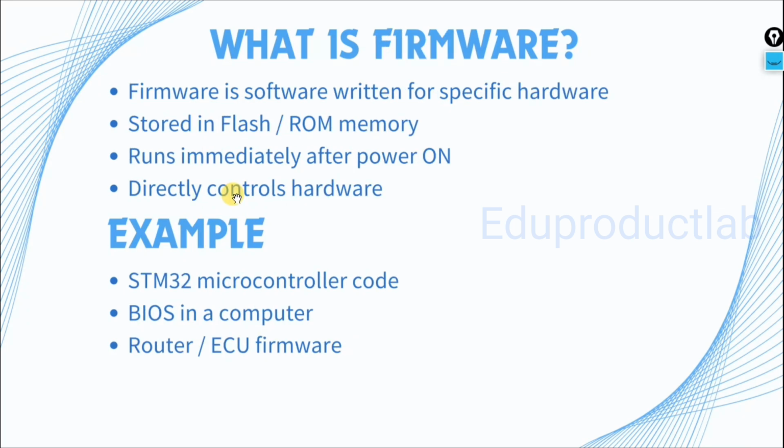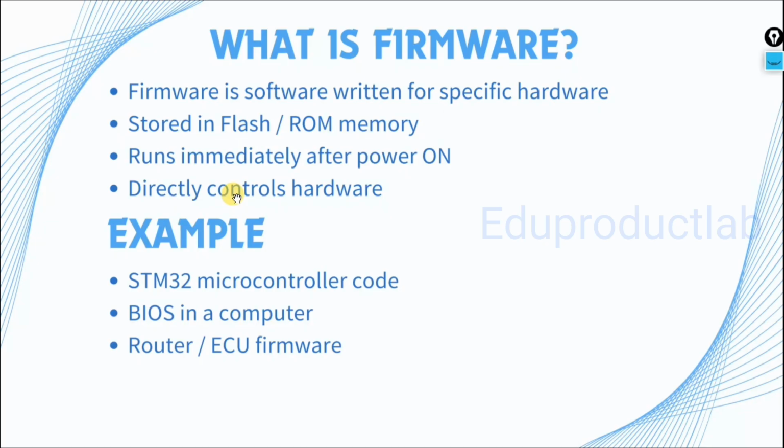Okay. What is firmware? Firmware is software written for specific hardware, stored in flash or ROM memory, runs immediately after power on, and directly controls the hardware. Example: STM32 microcontroller code, BIOS in a computer, router firmware, ECU firmware. Okay. Real-time example: washing machine. Okay. The best example is a washing machine. When you switch on your washing machine, it immediately knows how to fill water, rotate the drum, wash clothes, drain water, dry clothes. These operations are controlled by the firmware stored inside the microcontroller.